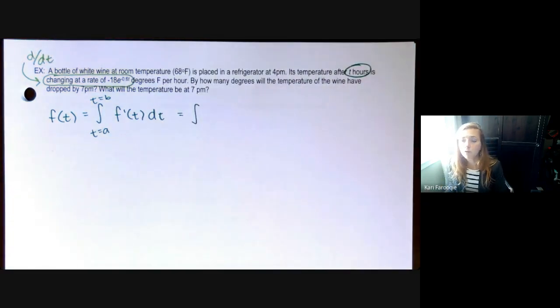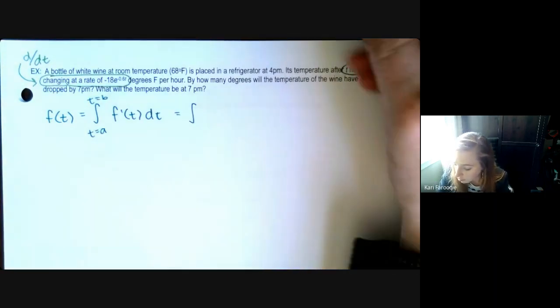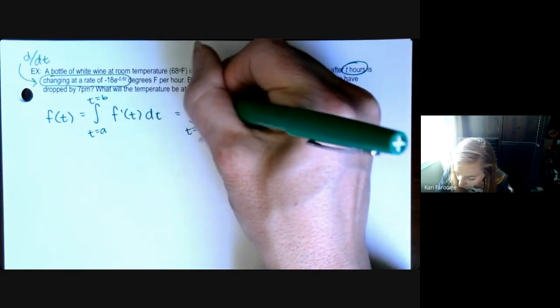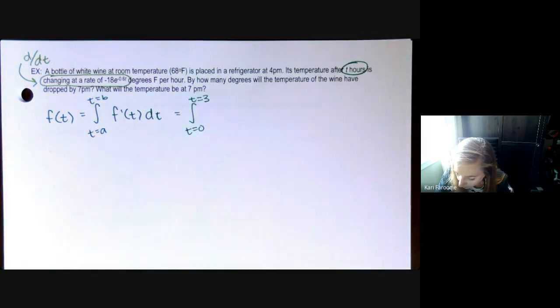I'm going to be going from the initial time that the bottle was placed in the refrigerator at 4 p.m. So the initial time would be 0 hours. That's when it was put in the fridge. No time has elapsed. And then at 7 p.m., that would be 3 hours that it had been sitting in the fridge. So if t is measured in hours, t is going from 0 to 3. Those are the number of hours that the bottle was in the refrigerator.